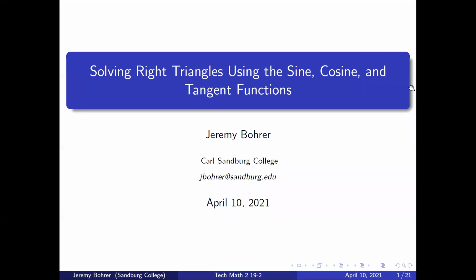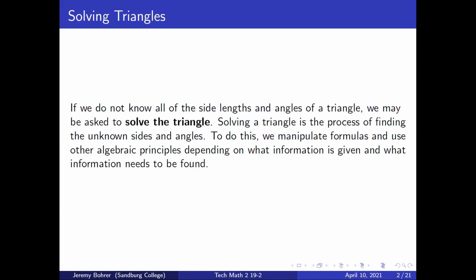In this video, we will discuss solving right triangles using the sine, cosine, and tangent functions. If we do not know all the side lengths and angles of a triangle, we may be asked to solve the triangle. Solving a triangle is the process of finding the unknown sides and angles. To do this, we manipulate formulas and use other algebraic principles depending on what information is given and what information needs to be found.